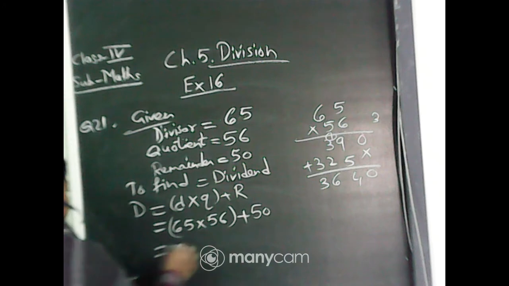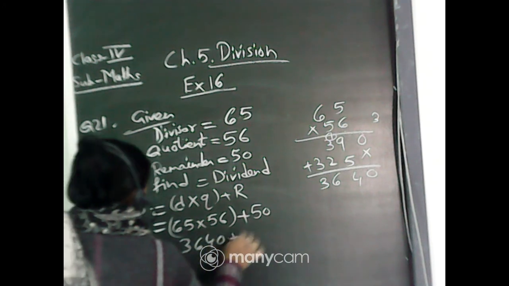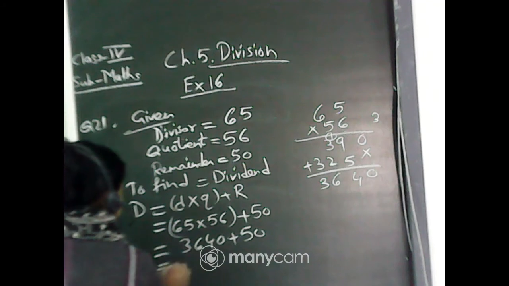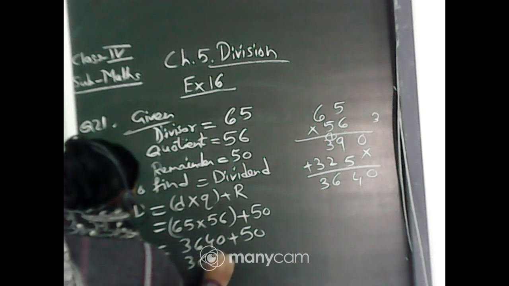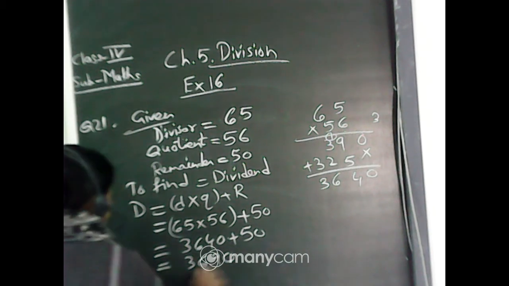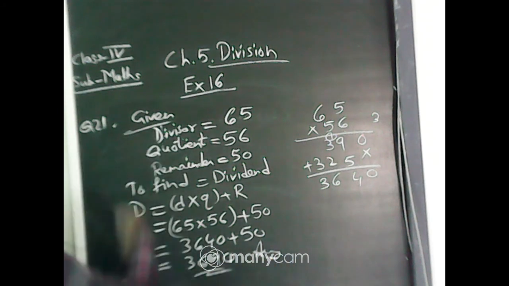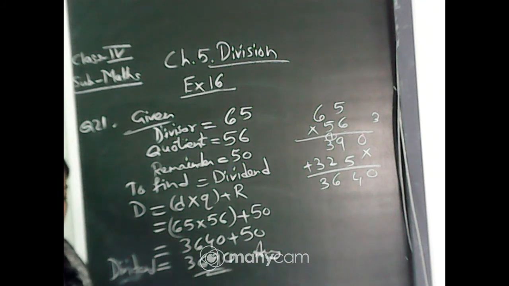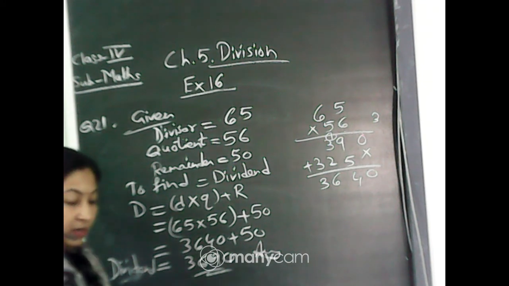That means 3640 plus 50. And when you are adding, you are getting 3690 as answer. Okay. So this means dividend is equal to 3690. So this is the answer. You will write here dividend is equal to 3690. Clear? So this way, with the help of the formula, you will find out the dividend.